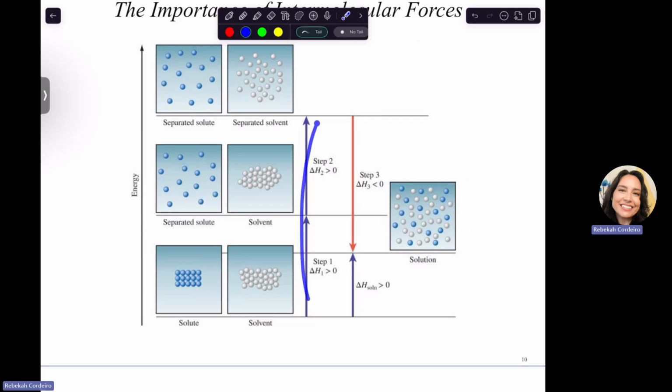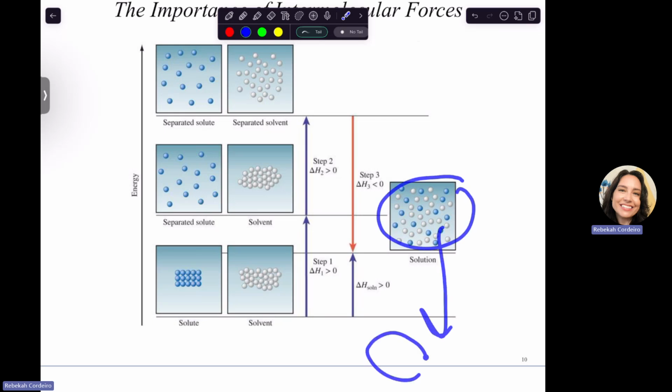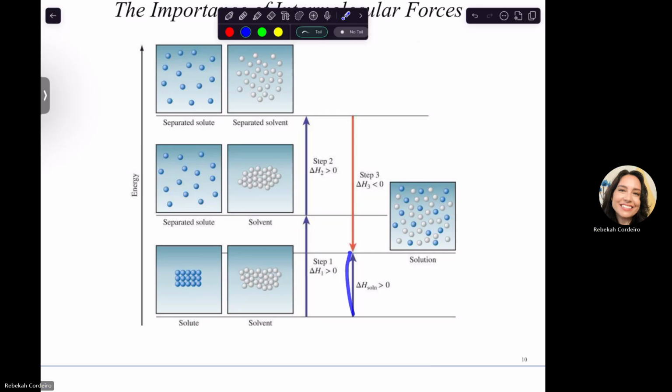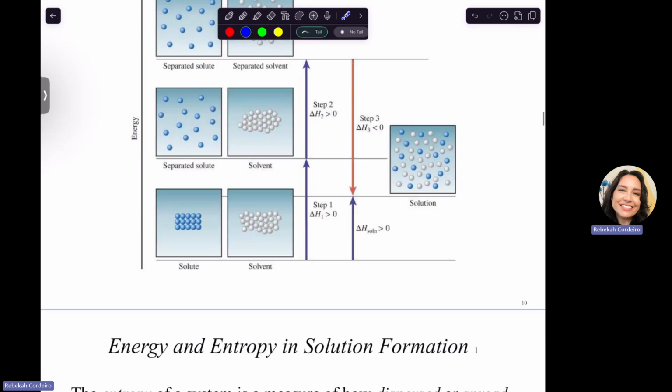So overall, you might have a process that's endothermic for dissolving your two things together. Or this picture might be even lower and you might have an exothermic reaction. So you might dissolve something and it might be exothermic. But how is this a good thing? Like, I can have something that's overall endothermic. Why would we even put in this much energy to not get enough energy out? The answer to that question is entropy.